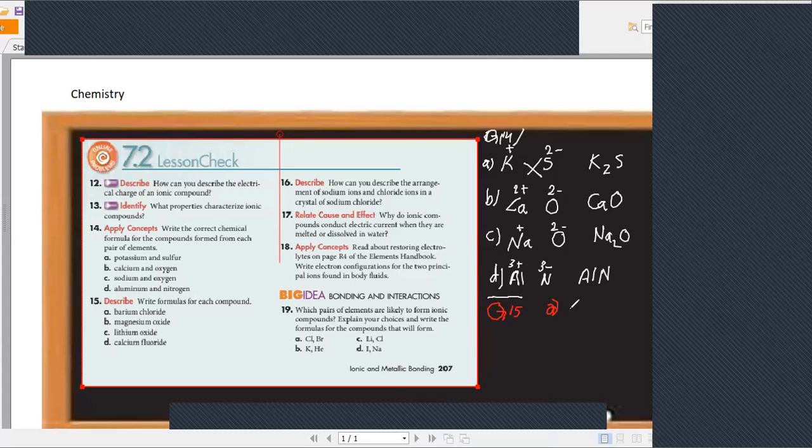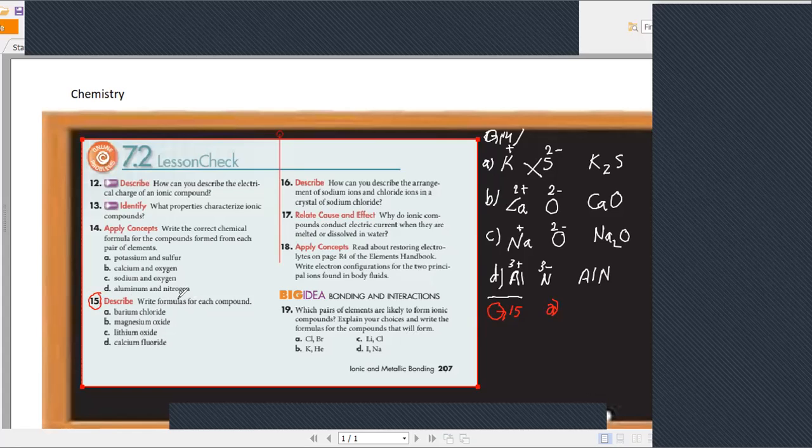Who can read the question? Just raise your hand. Fahad Al-Barrak, can you read the question? Question number 15. Write formulas for each compound.